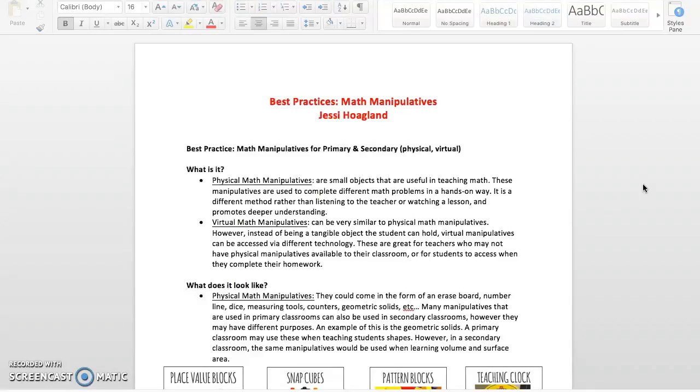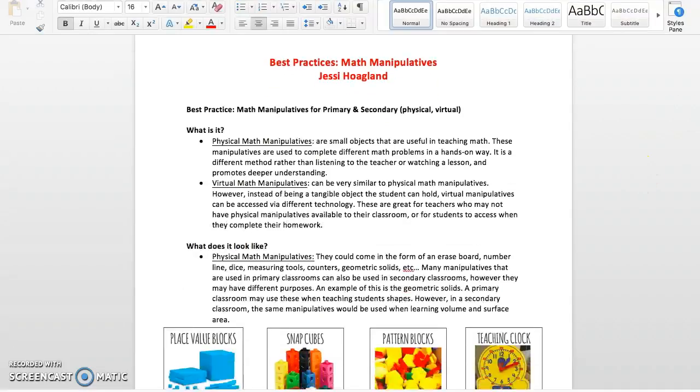So when they go home to do homework, they can look these up online or at the library computer, and they can still do their homework and understand it. And it's good for teachers who may not have a certain kind of math manipulative in their classroom, so they could look them up on the projector.